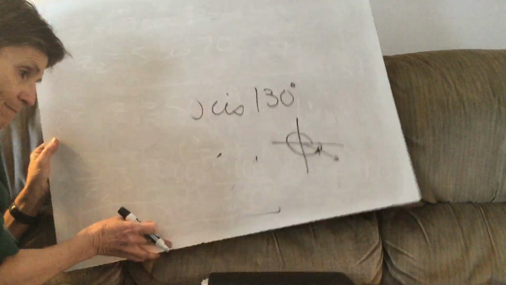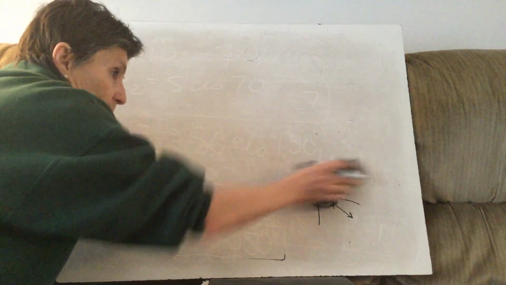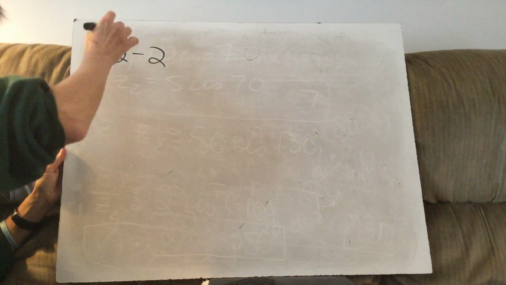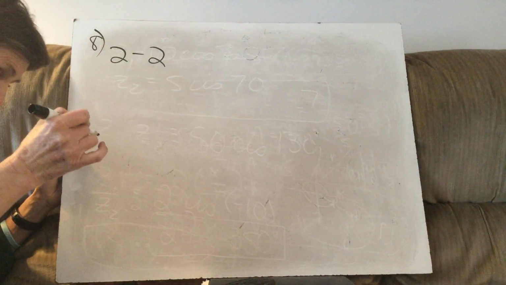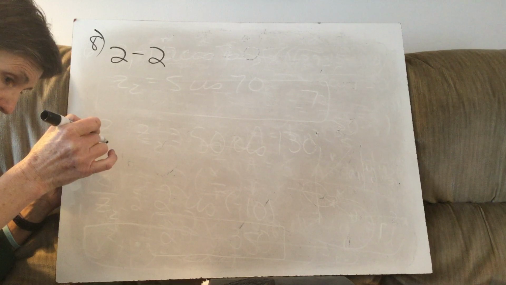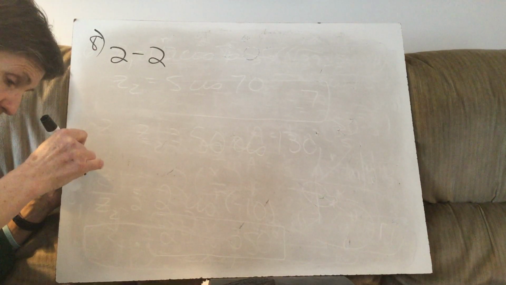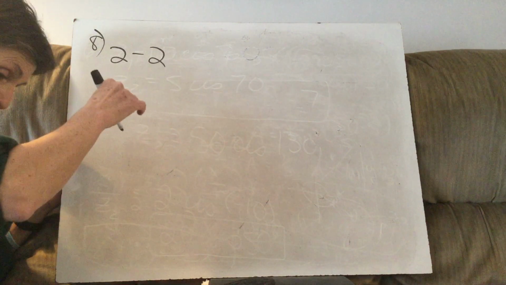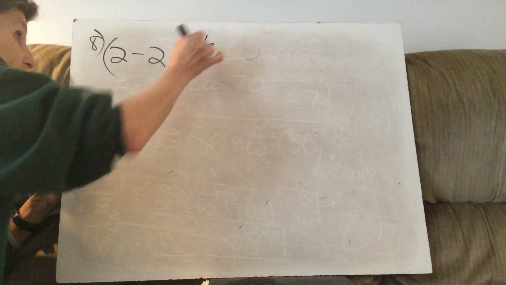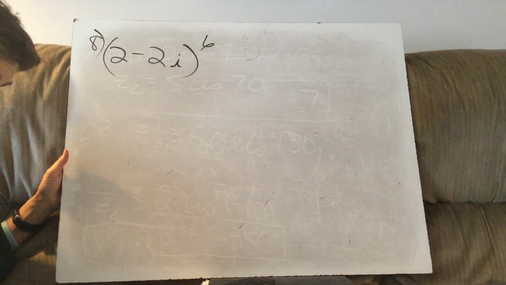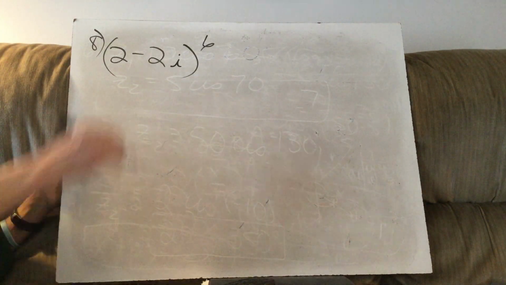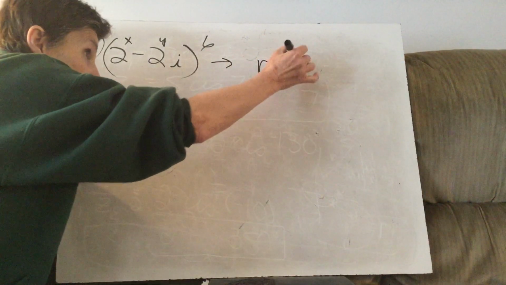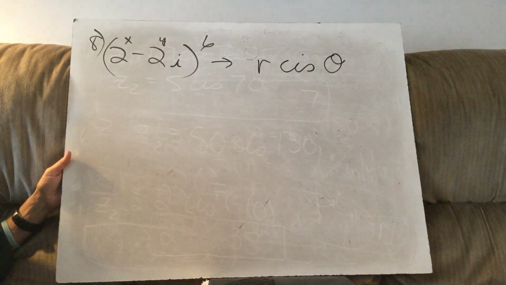Now we're ready for the big giant problem where we have to do several things. So we're going to start with 2 minus, this is number 8. Okay, I just did 7, so this is 8. I hope I haven't skipped one. 2 minus 2i to the 6th power. Now, this is x and y. So the first thing we're going to do is change this into our trigonometric form.